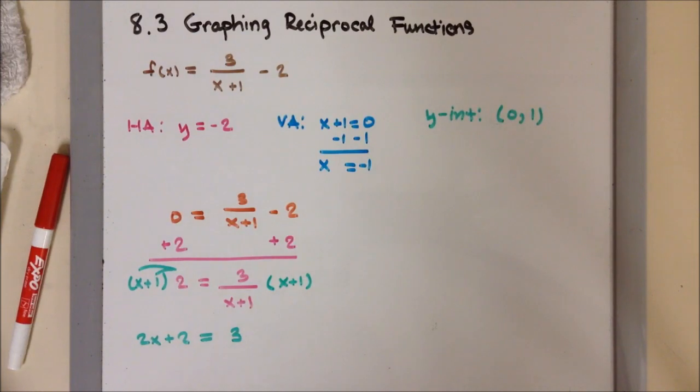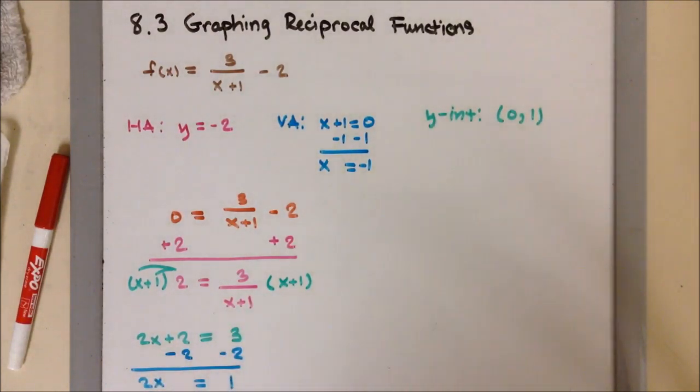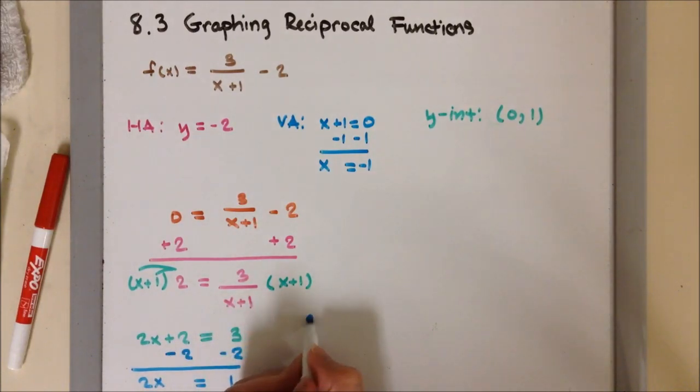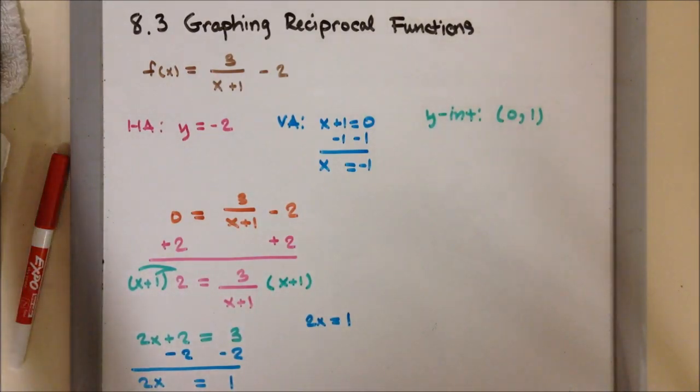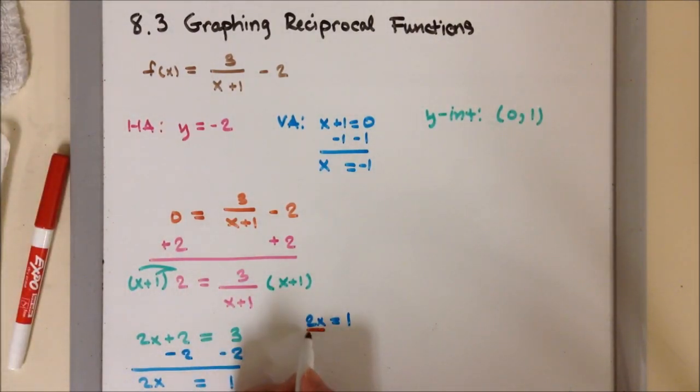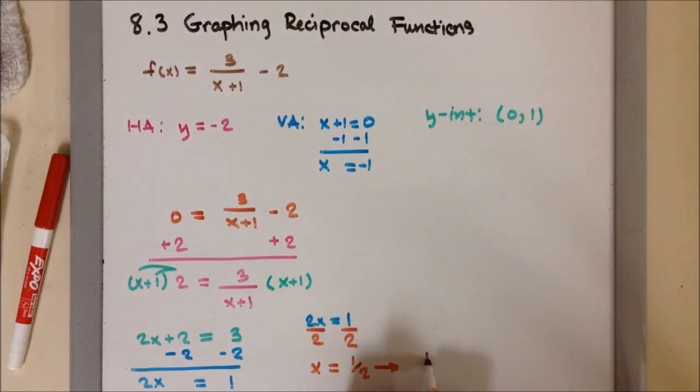From there, when we're solving for x, I'm going to subtract 2 from both sides. So we're going to have 2x equals 3 minus 2, which is 1. I'm going to write over here for more space. So 2x equals 1. Then I'm going to divide both sides by 2 so that I can solve for x. Divide by 2 on the left, divide by 2 on the right. So x equals 1 over 2. Then I'm going to write my x-intercept as a point: 1 over 2, comma 0.